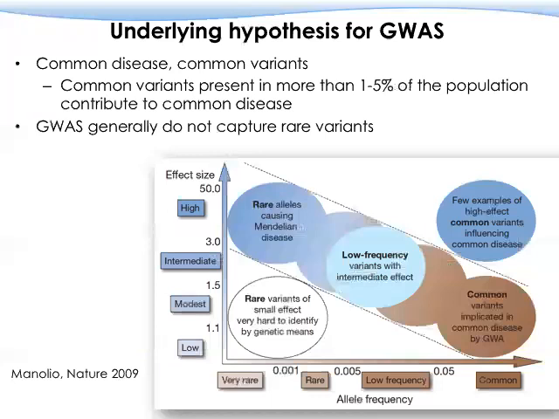But one thing I want you to really remember in this slide is, the assumption, the underlying hypothesis of GWAS is common disease, common variants. So this is very, very important. Okay? And so GWAS generally do not capture rare variants.